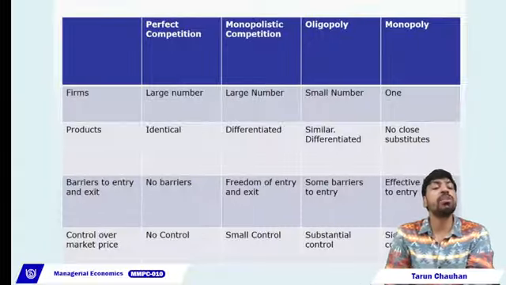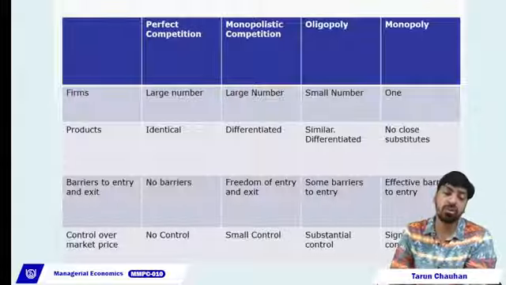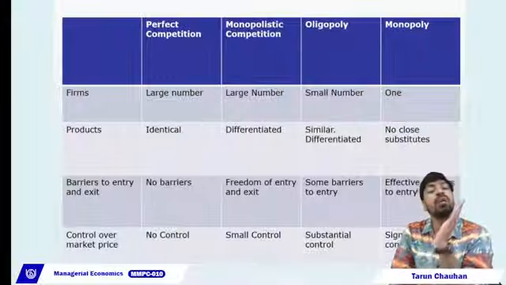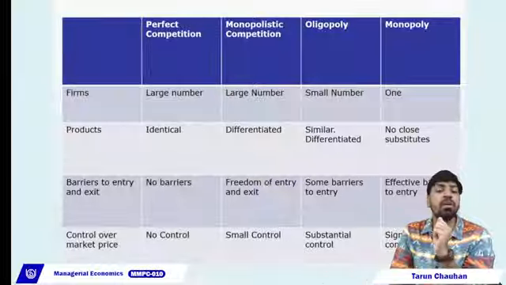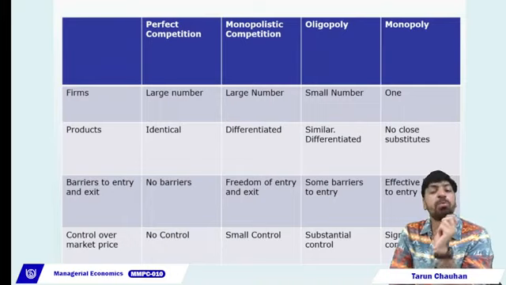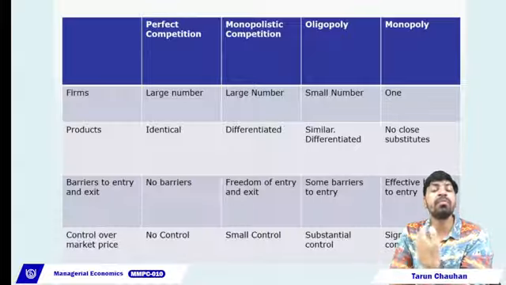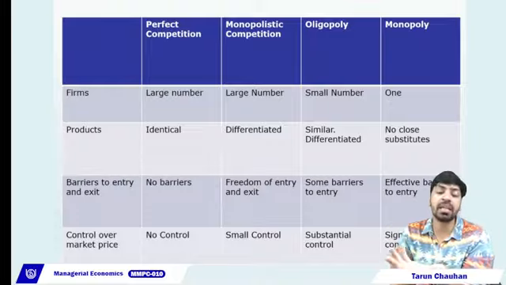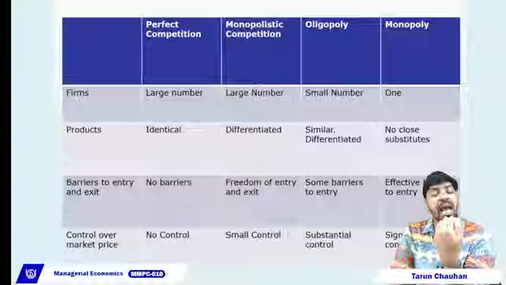When we talk about control over the market price, perfect competition has no control. Why? Because the industry has the control and accordingly the firm has to accept that price to sell the goods. But in monopolistic competition, the firms have a small control over the price, because they charge different prices from different consumers, so automatically they have a small control over the prices of various or differentiated products.